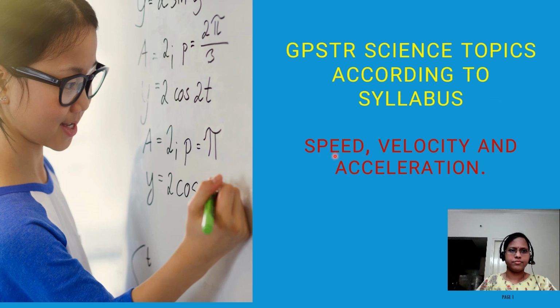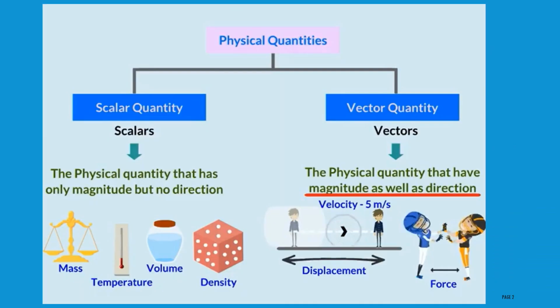Here the topic is speed, velocity and acceleration. Let us learn here physical quantities. We are having two types of physical quantity. One is scalar quantity, another one is a vector quantity.